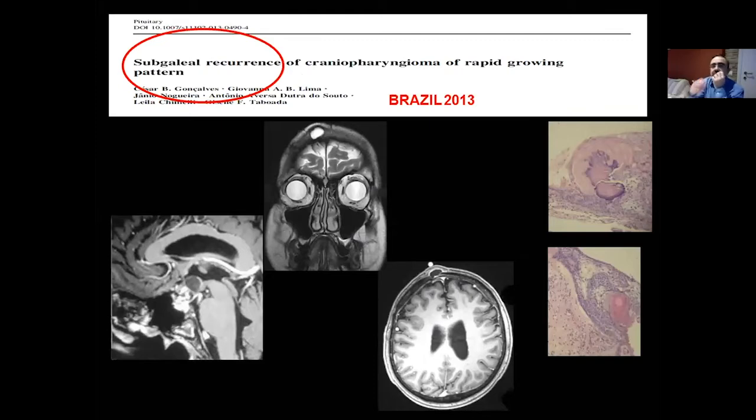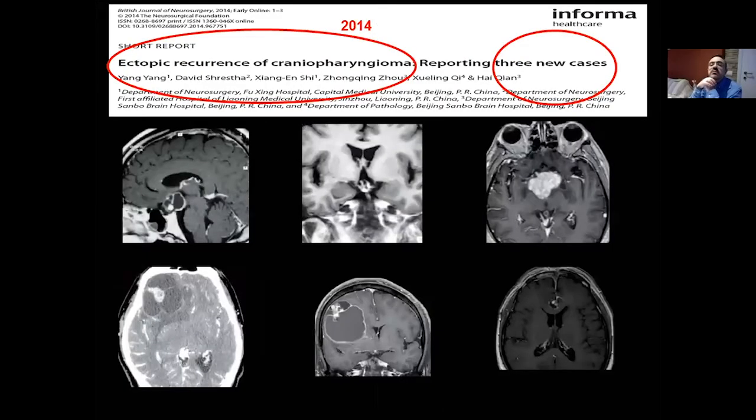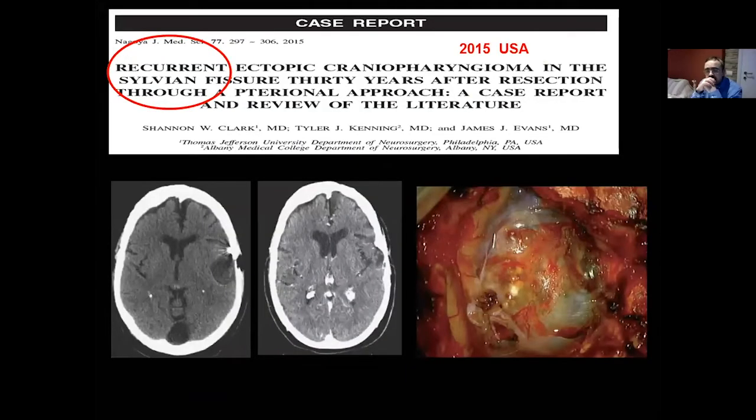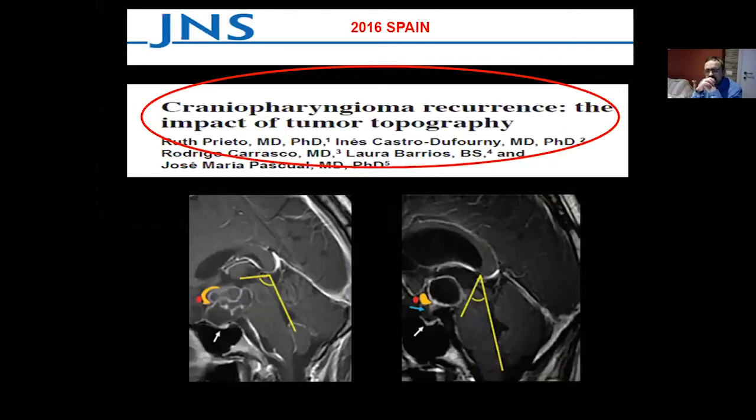Subgaleal recurrence. And this paper, 2014, tumor and the recurrence. Recurrence in Sylvian fissure from USA. Recurrence from Spain. Impact of tumor topography. A very beautiful paper telling you the relationship of the optic chiasm and the tumor and the anterior complex, in relation to whether you would be able to remove the tumor completely or not, like the paper of Pascal.